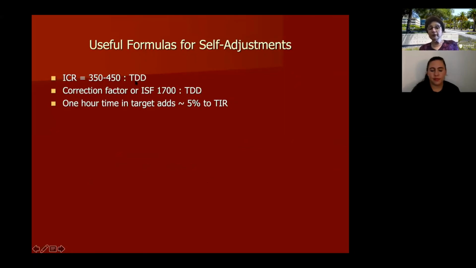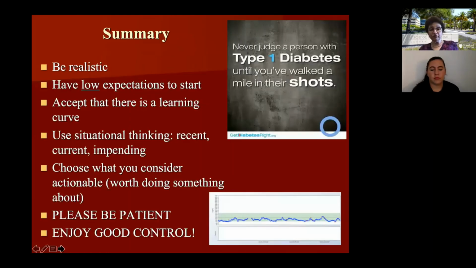Some useful formulas that we use for self-adjustment. Your insulin to carb ratio is anywhere from a fudge factor of 350 to 450 divided by total daily dose. Your correction factor is about 1700 divided by total daily dose. This is actually what's used in Control-IQ. And 1 hour in target adds about 5% to that bar that I showed you for the time in range. So each hour in the range makes a huge difference.